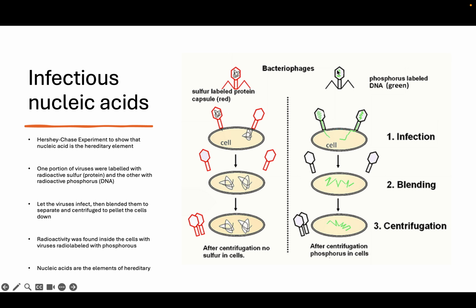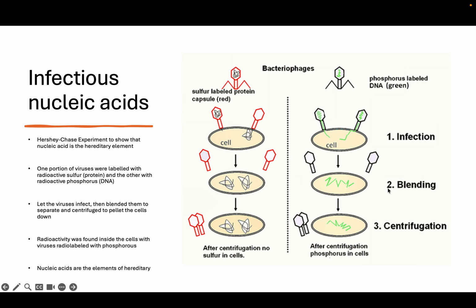So they wanted to see what is the thing that is going inside the cell. It would be super easy for them, because what they would do is take the cells, first of all, put the bacteriophages, let them infect, and then see inside the cell what is there. Is there something red or is there something green? This is literally what they did.